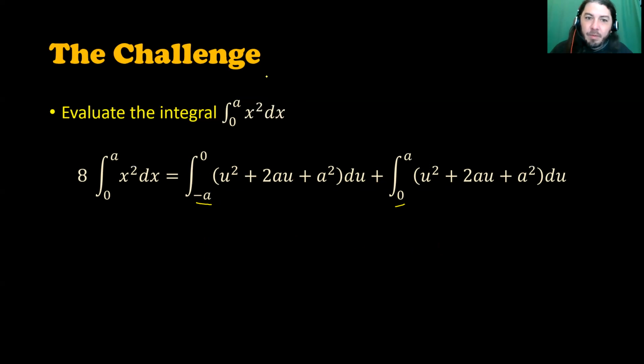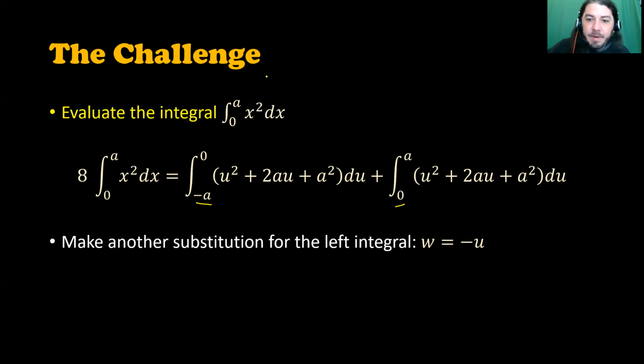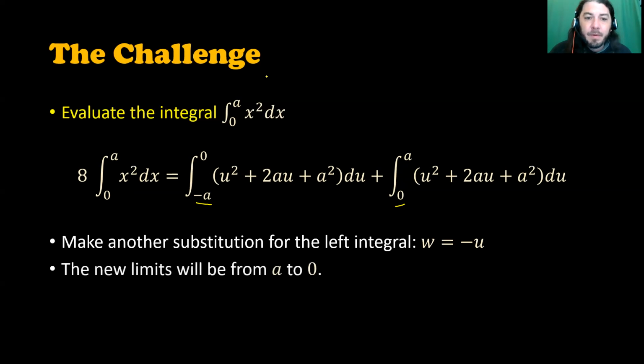Cool, so far we've shifted it. It seems like we're making our integral more complicated here. Now the left integral, we're going to flip the limit. So we're just going to do another substitution. If we do two u substitutions, I guess it's a double u substitution, and when we do that, the new limits will be from a to 0, right?